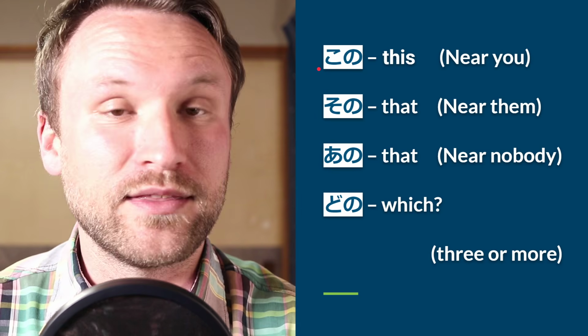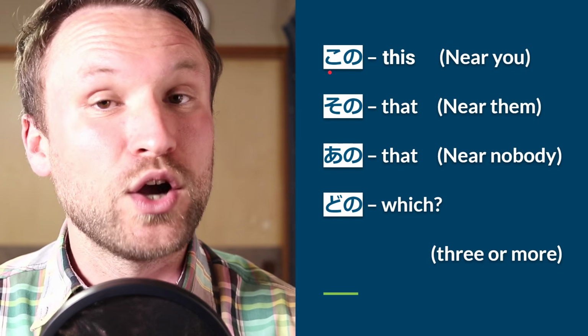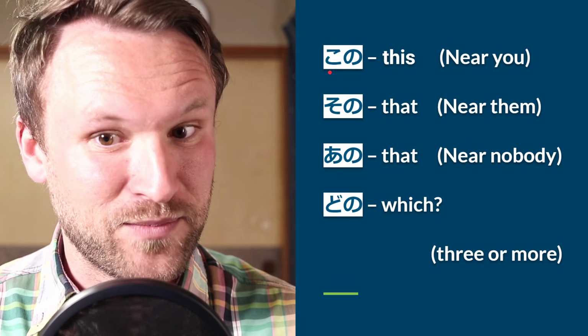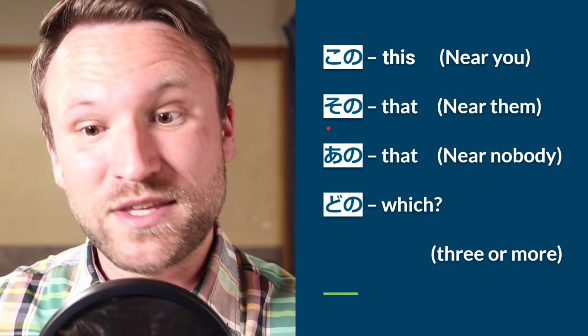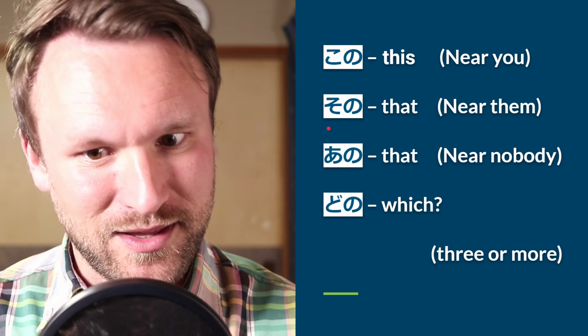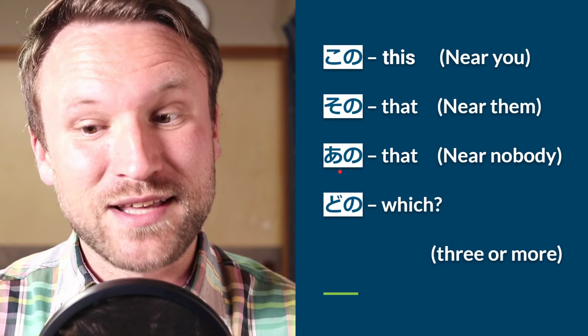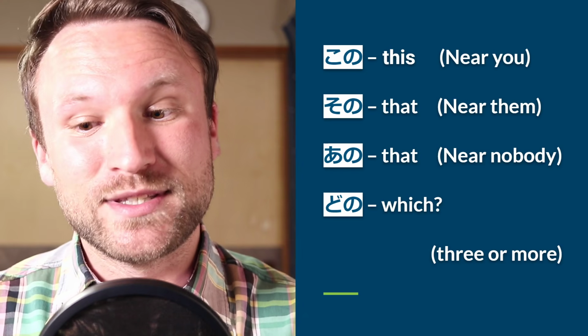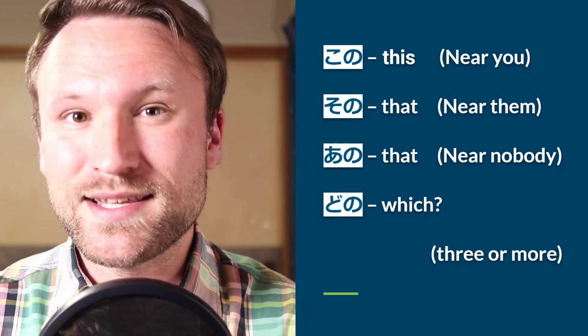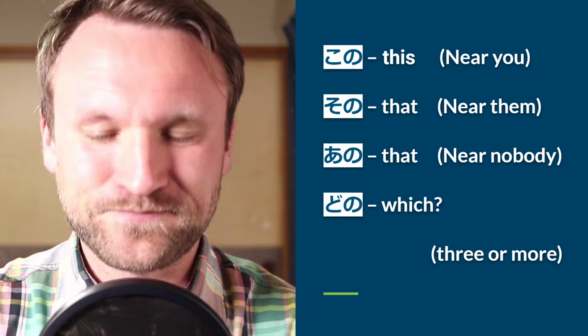That is something near you, kono, a specific something near you, which is this near you. Sono, that, something near someone else, and you're talking to them. Ano, something that's near nobody, it's off in the distance. And dono, which is once again which, but it's for 3 or more things, and it's for a specific something.